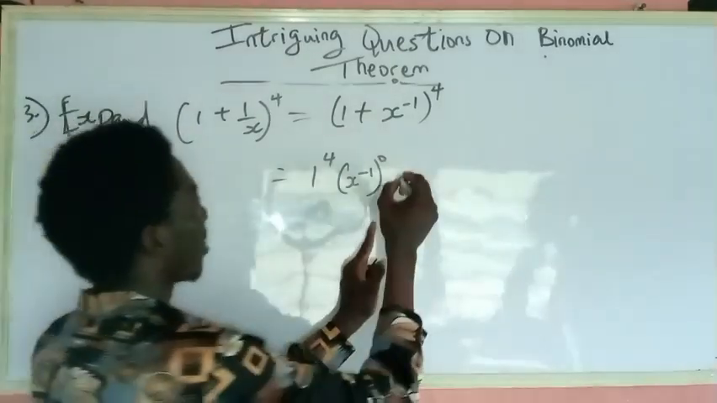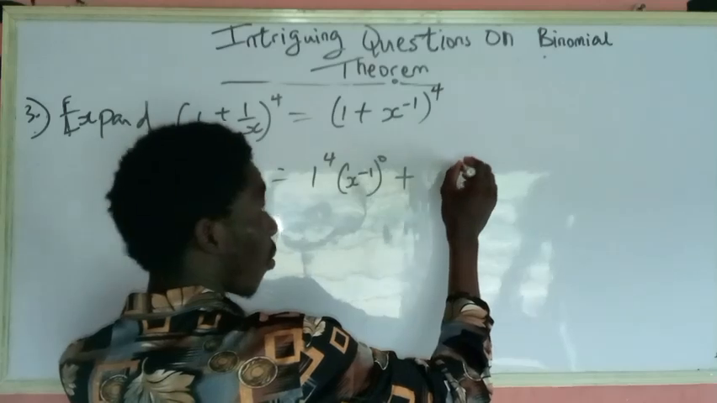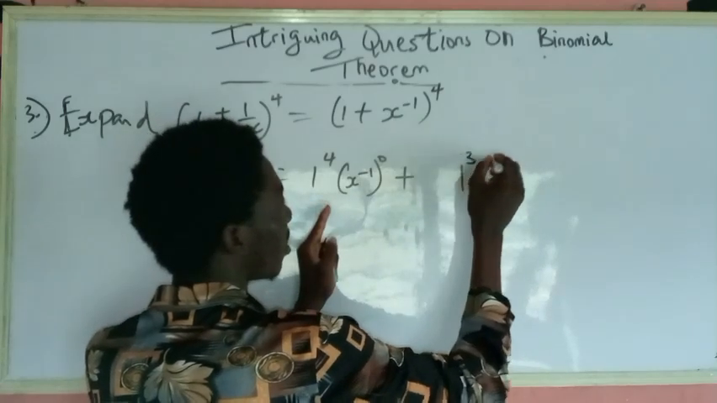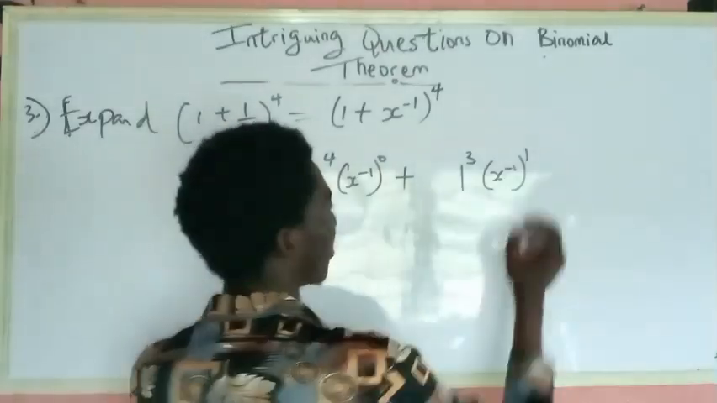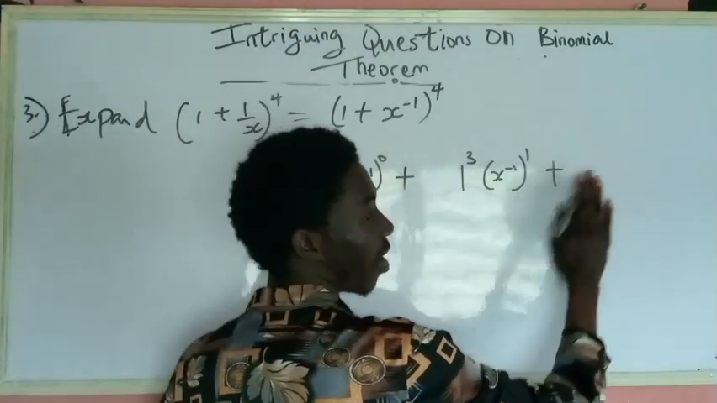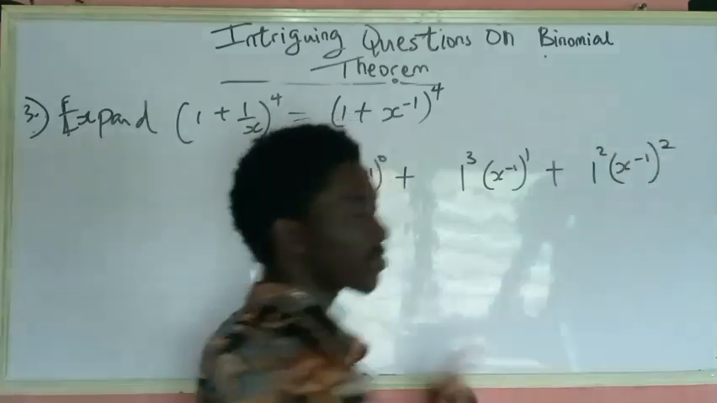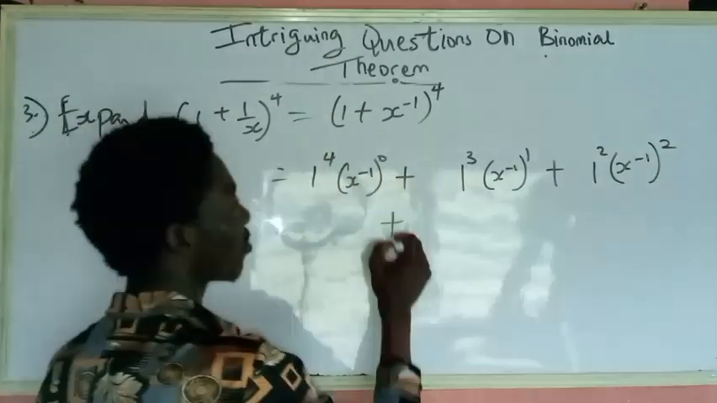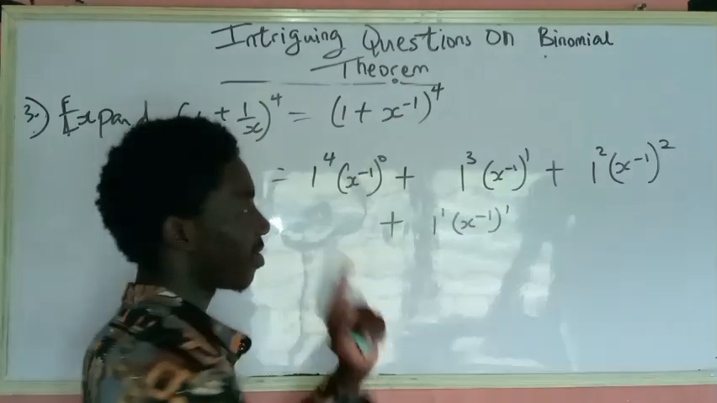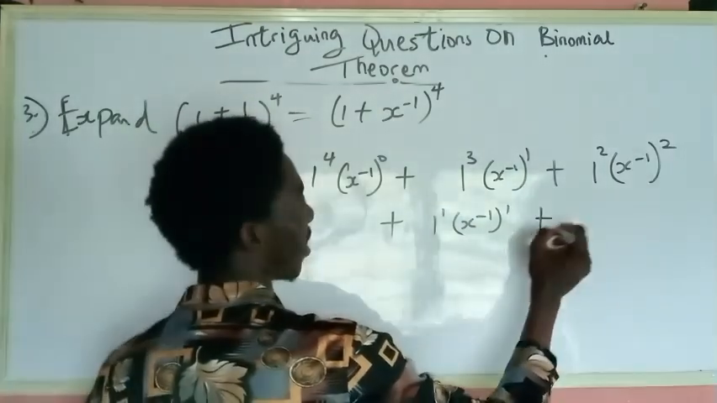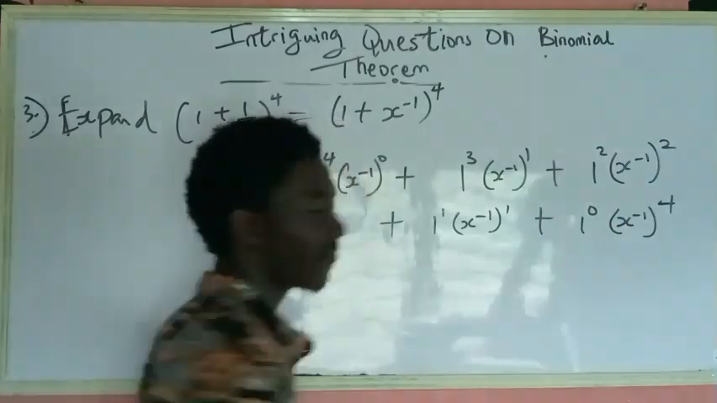Can you see that? Next one you have a 1 raised to power 3, x minus 1 raised to power 1. Next one will be 1 raised to power 2, x minus 1 raised to power 2. Can you see? And the next one will be 1 raised to power 1, x minus 1 raised to power 1. Last one is 1 raised to power 0, and x minus 1 raised to power 4.